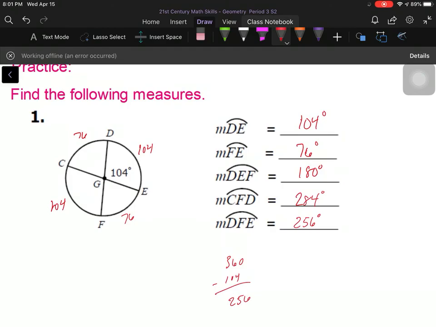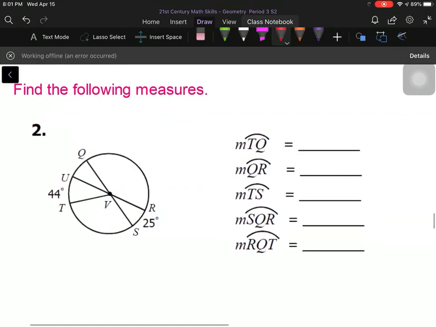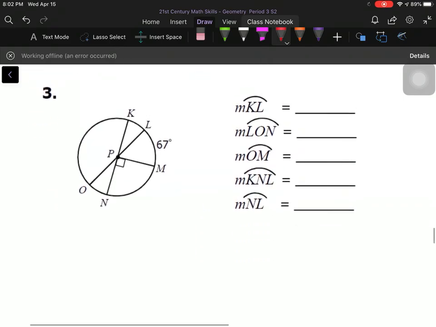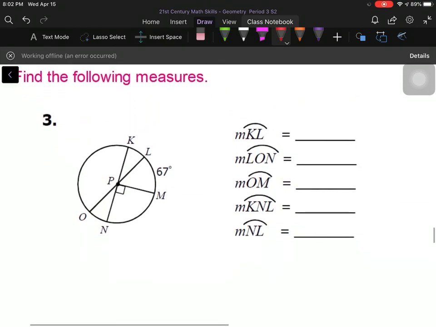And again, it's just looking at full circles, half circles, adding and subtracting to get them. Okay. Hope this helps out. Again, same scenario as always. If you guys have questions on stuff, feel free to ask. Maybe we'll do this one first.